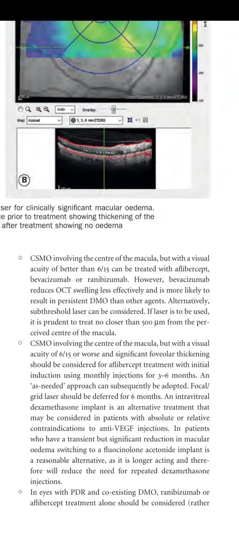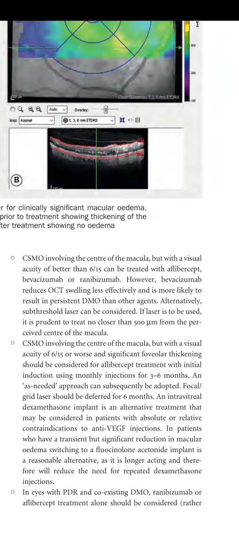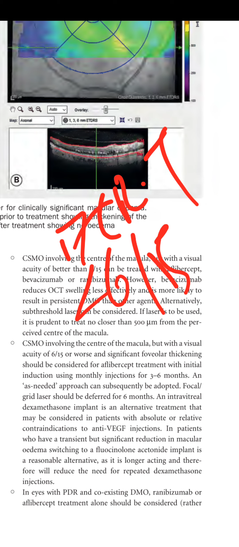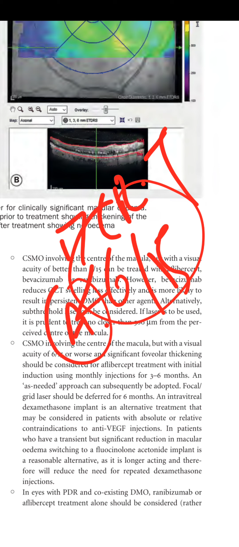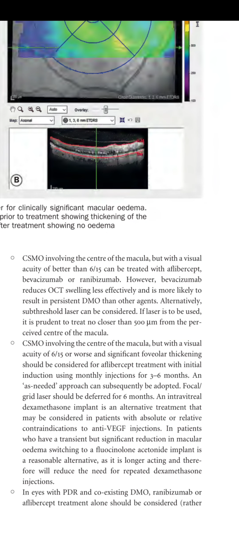Then, if the CSMO is involving the center of the macula with a visual acuity of 6/15 or worse, and significant foveolar thickening, it should be considered for aflibercept treatment with initial induction, usually using monthly injections for 3 to 6 months, and an as-needed approach can subsequently be adopted. This is also discussing the DRCR.net Protocol T, in which if the vision is 6/15 or worse, aflibercept tends to do better. First you give continuous monthly injections for 3 to 6 months, and then you give injections with an as-needed approach.